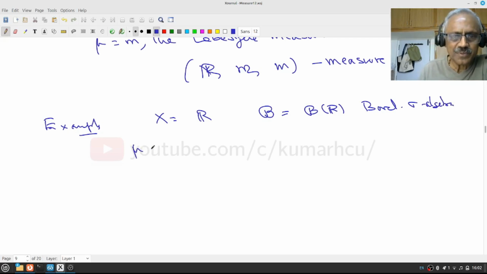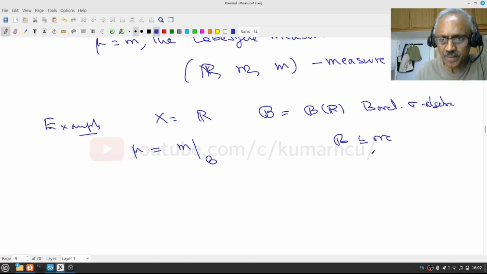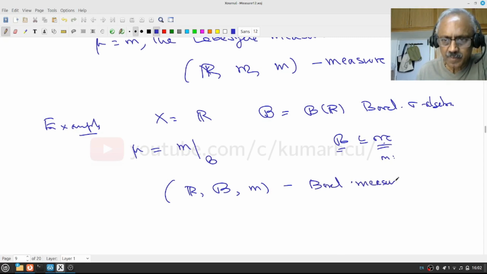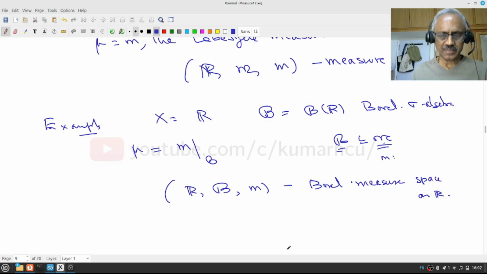Now what is my mu? Mu is m restricted to b. Notice that we know that b is contained in m, and my little m, the Lebesgue measure, is defined on capital M. Let me restrict it to b. Then R, b, mu is the Borel measure space on R. That is exactly similar to the earlier thing, except the sigma algebra of measurable sets is replaced by the sigma algebra of Borel sets.